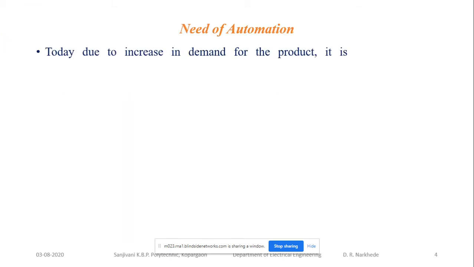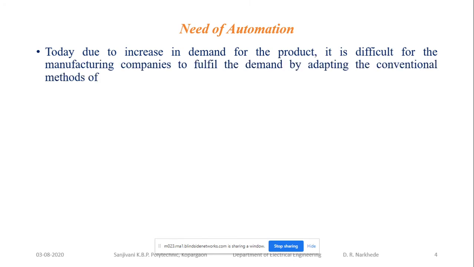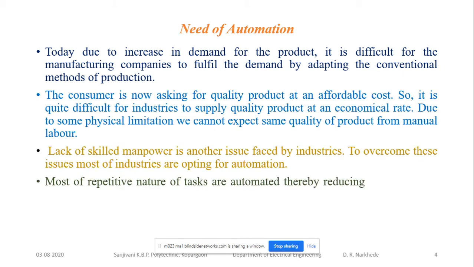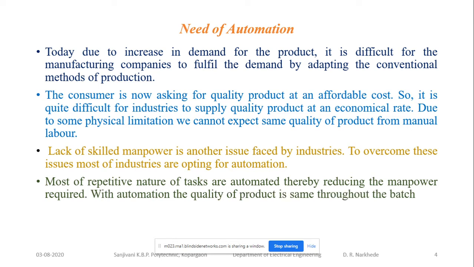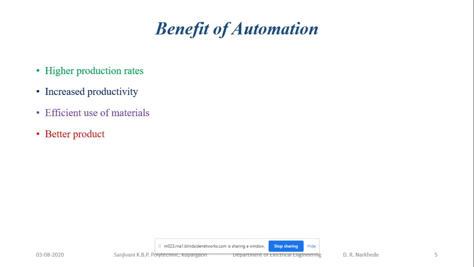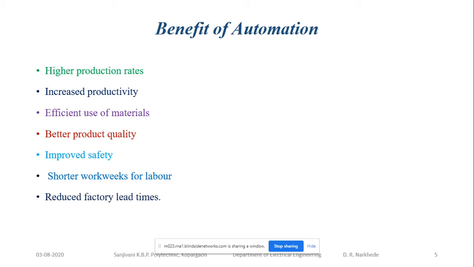Now in the next lecture we discussed the need of automation. The basic need is that demand goes on increasing and customers are expecting quality products at affordable cost, so we have to go for automation. Then lack of skilled manpower is another issue. Then we discussed the benefits of automation: higher production rate, increased productivity, efficient use of material, better product quality, improved safety, shorter work weeks for the labor, and reduced factory lead time.